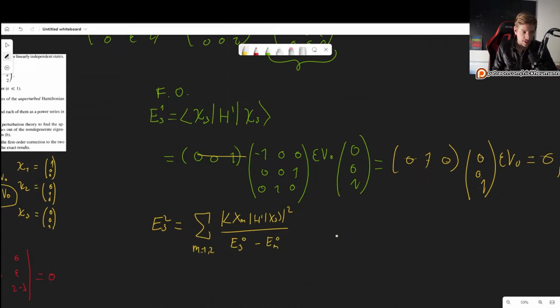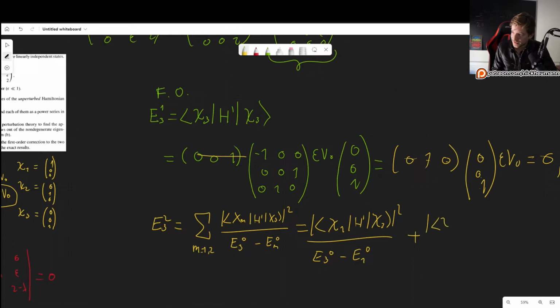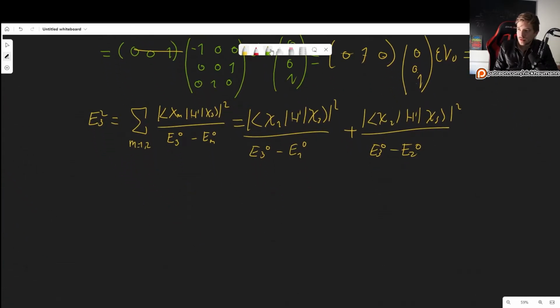This order does matter. So let's find these products, because this is basically the sum of chi1 H prime chi3 squared divided by E30 minus E10, plus the same thing, but now with 2 instead of 1, so E30 minus E20. Let me write it a little bit neater. There we go.